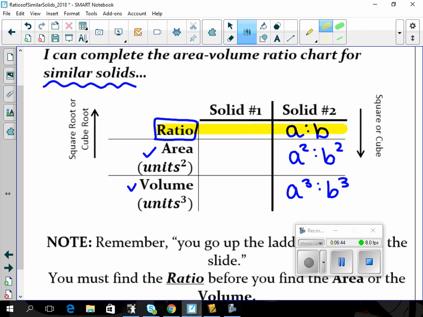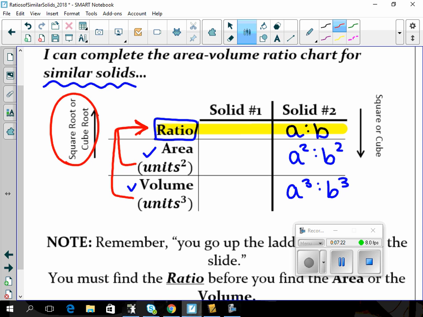The problem becomes we're not always starting there. What if we're given a ratio of areas? How would we go backwards to get our ratio? Well, square root. Does that make sense? If we're going forward down the slide, we're going to square it. If we're going backwards from the area, we're going to square root. Notice it says square root or cube root on the left there. That's by design. What if we were given the volume and we wanted to work backwards to the ratio? That's a cube root. And I'll show you today what that is on the calculator.